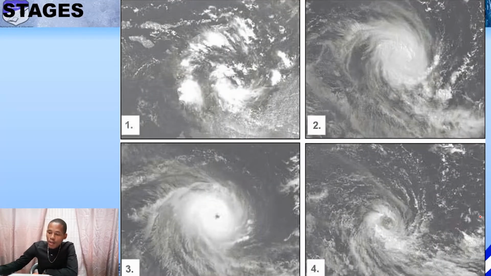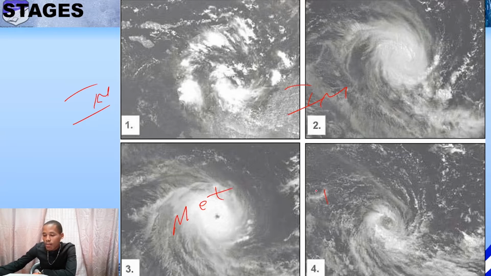Right, so these 4 images depict the stages of a tropical cyclone, from the first one, which is known as the initial stage, the second one being the immature stage, the third one being the mature stage, then this one being the dissipating stage.